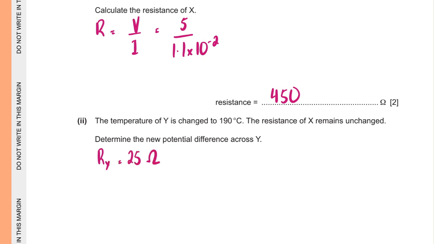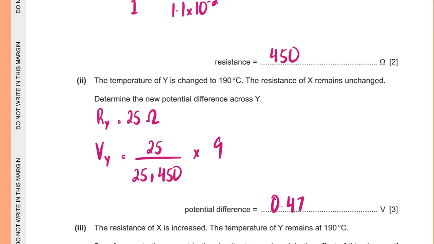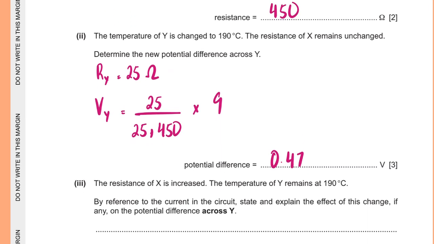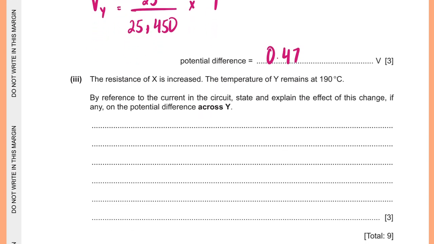And I need the potential difference across Y. Alright, so I can just use voltage division. I can say the voltage across Y is 25 in the numerator, and in the denominator the sum of the resistances, 25 plus 450, times the EMF, which was 9. So this turns out to be 0.47 volts.